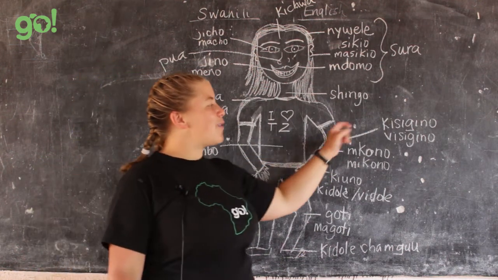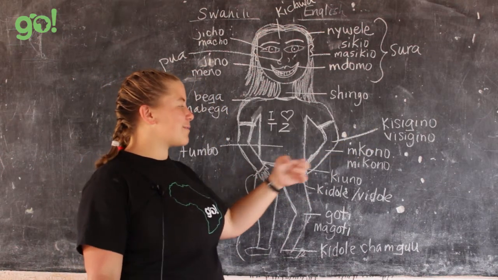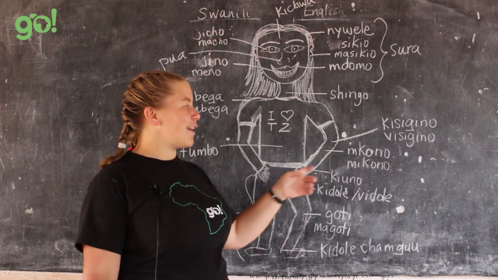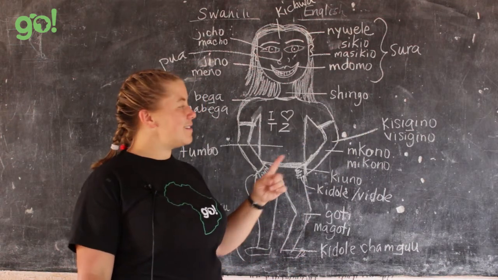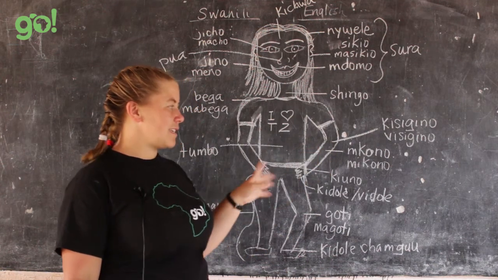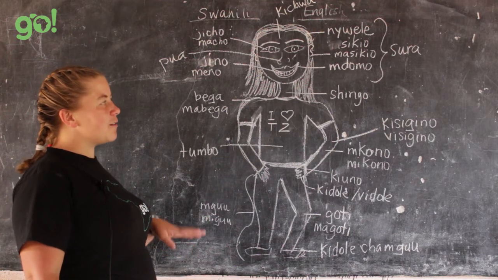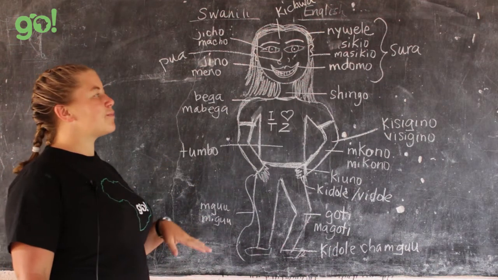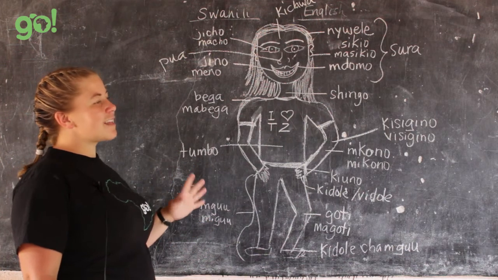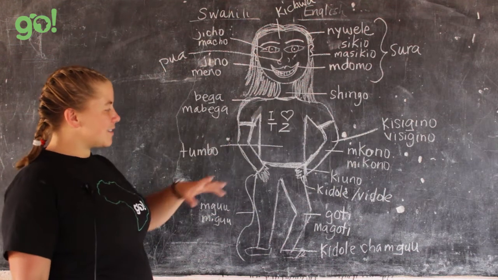There is a word for elbow, but I've asked people before and they haven't known it. So clearly it's not a very common word. It's not something you'll hear a lot, but kisigino is elbow for one. Visigino is many. By looking at it, you're probably going to start getting a sense of how to make single words into plural. And that all falls into that whole noun class idea, which we'll look at in future videos. So there's the top part.